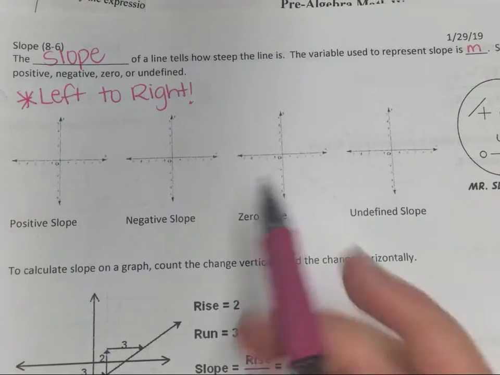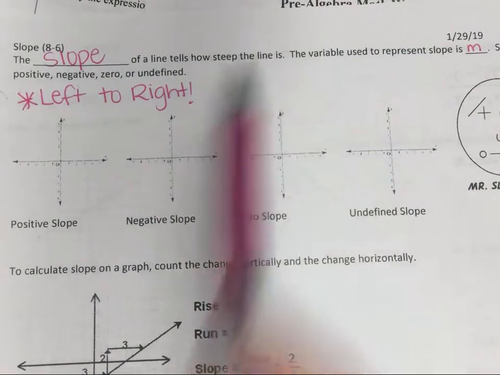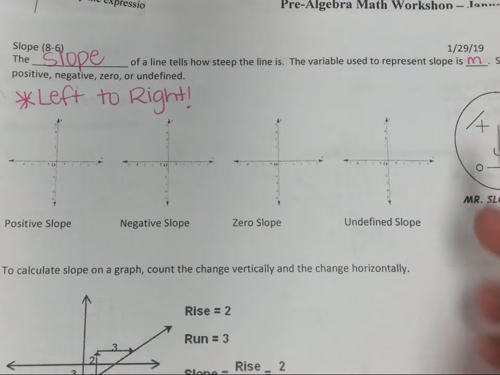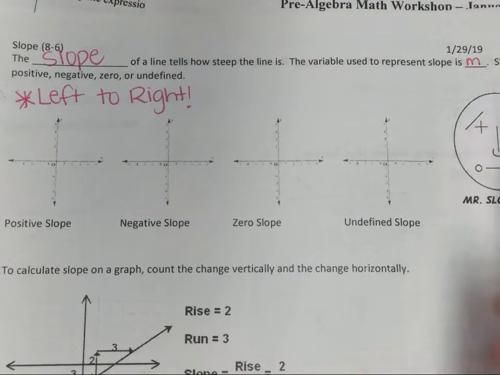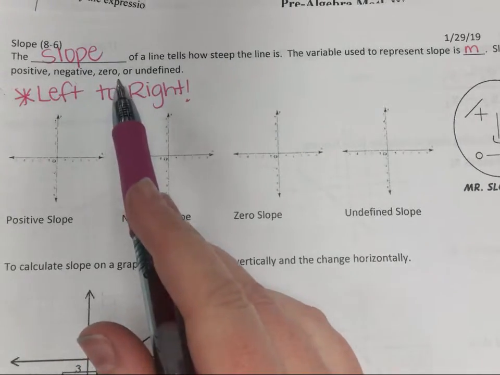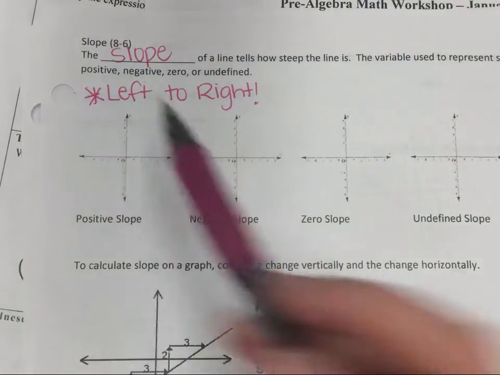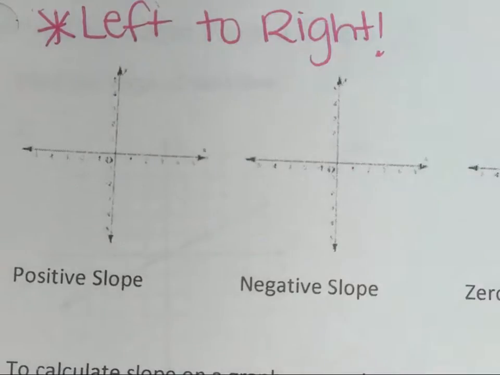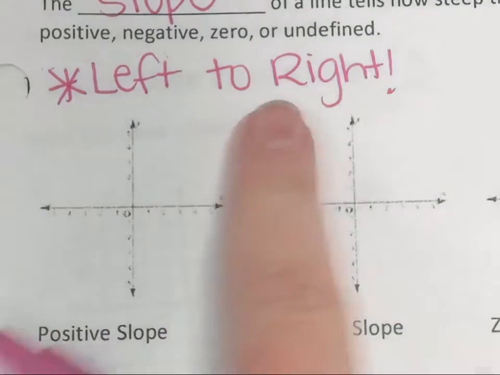Okay, so we've talked about the slope of a line tells how steep the line is. The variable used to represent slope is a lowercase m, and slope can be positive, negative, 0, or undefined. So again, the most important thing is we read graphs just like we read sentences, from left to right.